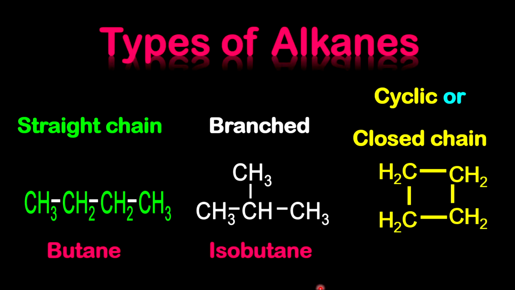For a closed chain, it will look like this. There is no necessarily end, if you may. So notice all the carbons are joined together, forming a ring or a continuous pathway, which we call cyclic or closed. There is no opening at the ends. And this now is called cyclobutane.